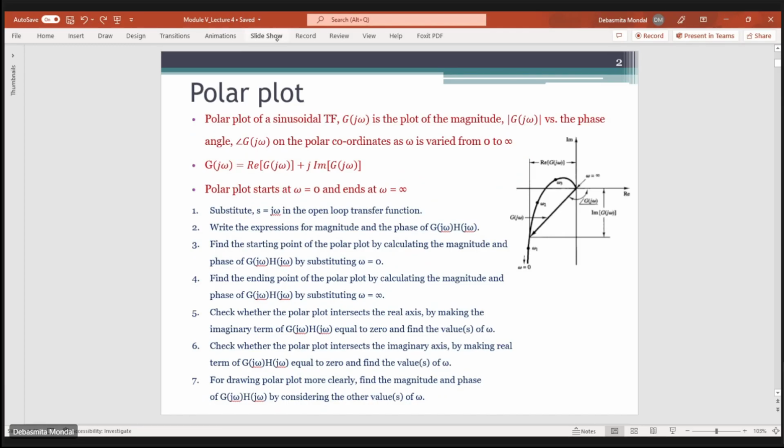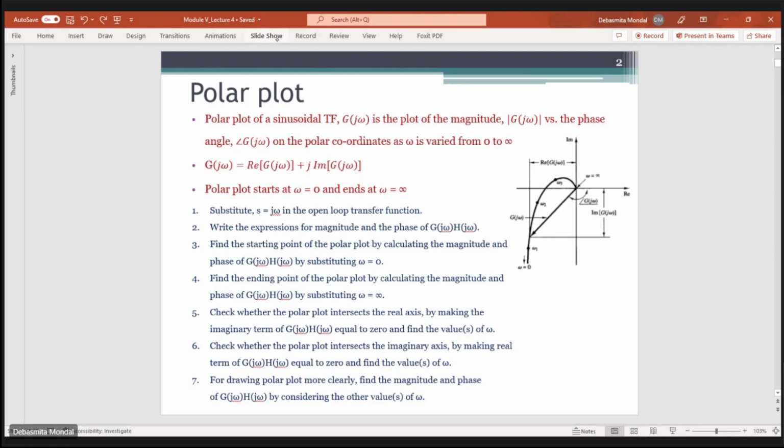So this g of j omega, obviously, is a sinusoidal transfer function. You can express this g of j omega in terms of a real component plus j multiplied by some imaginary part. This is how we would like to express the value of g of j omega in order to plot the polar plot.